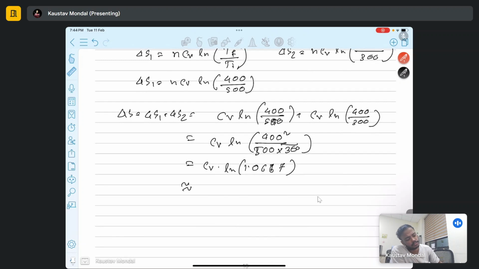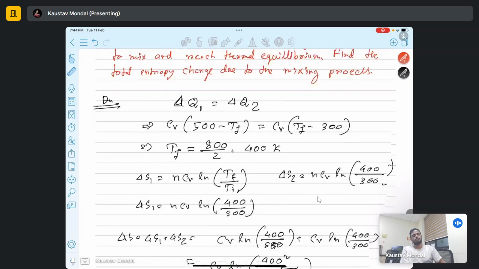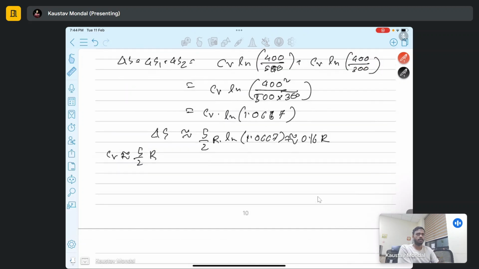Now for a monoatomic ideal gas, you can take CV as approximately equal to 5 by 2 R. I substitute 5 by 2 R times ln 1.0667, which gives around 0.16 R. This is delta S. R is the ideal gas constant. This is how the entropy will change during this whole process due to the temperature change.